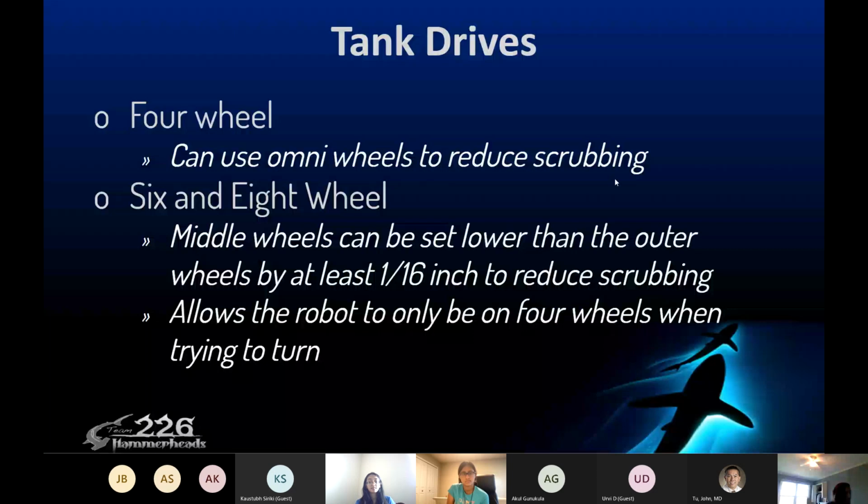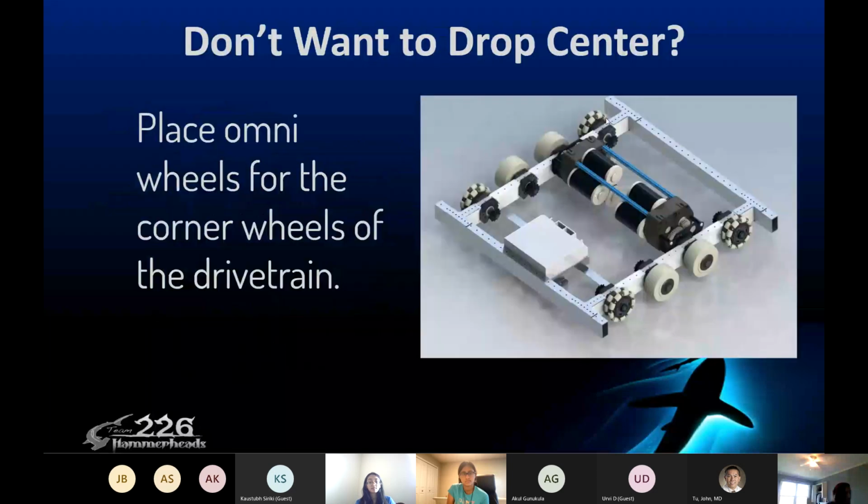And then if you don't want to do a drop center, you can put Omni Wheels on the outside. As you can see, there are 4 Omni Wheels on the 4 corners of the robot. And so these Omni Wheels allow it to turn with less friction.